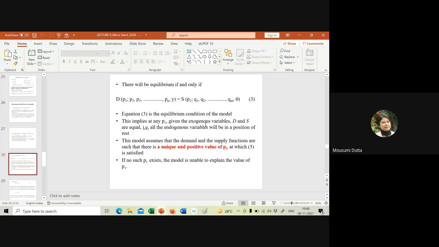In this context, equilibrium is a state when the endogenous variables, that is the price of the concerned commodity and Q, which indicates both demand and supply, are at rest. So this implies at any P1, P1 being the varying determinant because it is the endogenous determinant, given the exogenous variables, D and S, that is demand and supply, are equal. That is, all endogenous variables will be in a position of rest. So given a ceteris paribus condition in terms of the exogenous determinants, equilibrium is a state when all endogenous variables too will be at rest.